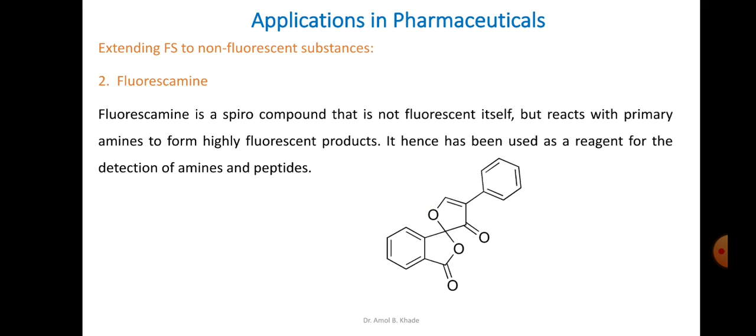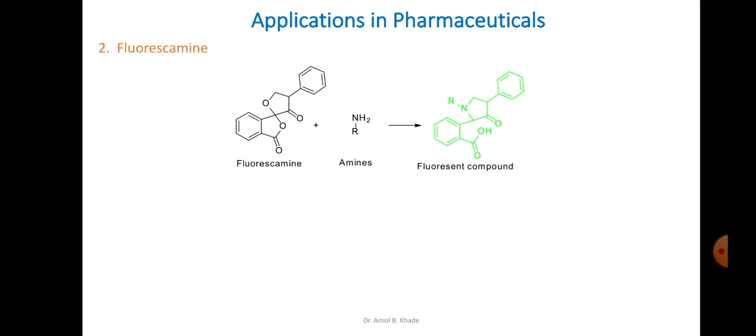In the earlier case the dansyl chloride was fluorescent, right, and it was forming a fluorescent substance, but in this case the reagent is non-fluorescent, but when it combines with a non-fluorescent substance having a primary or secondary amine, it will form a fluorescent substance. So this is used as a reagent for detection of amines and peptides. I can see this particular reagent combines here with the amine and it will form the complex which is fluorescent in nature.